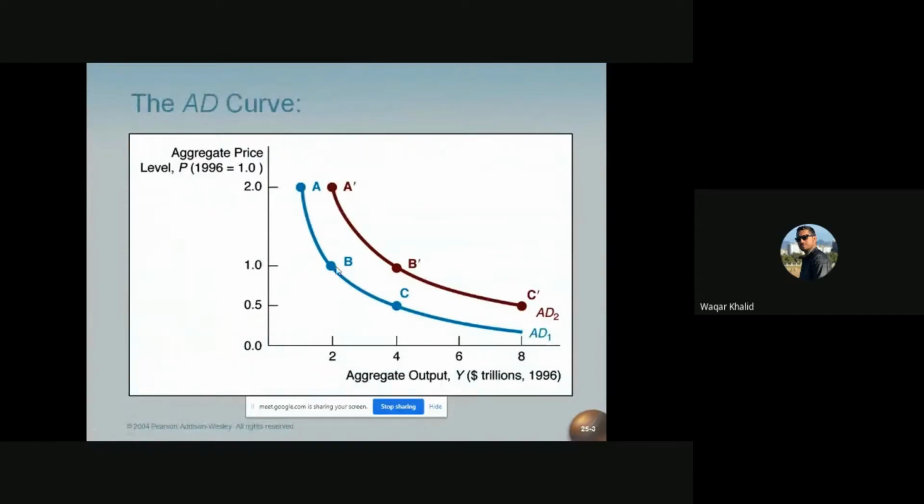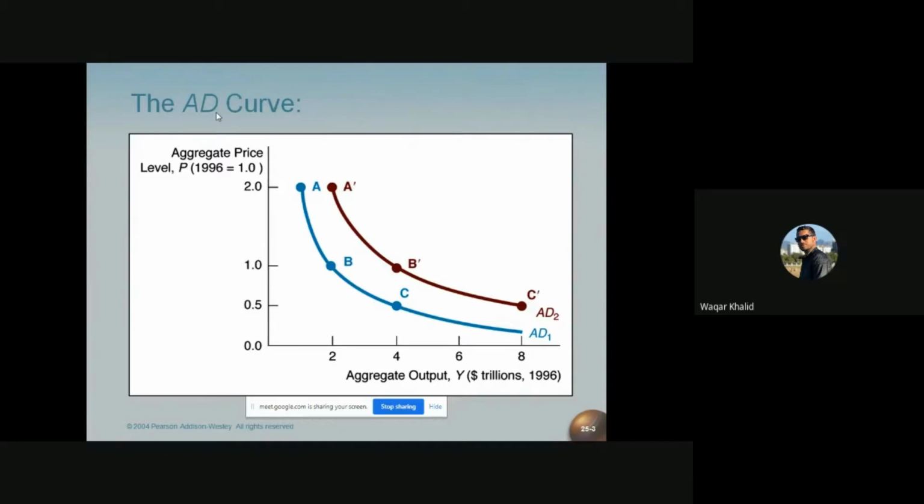Look at this figure. We have the aggregate output which we denote by the symbol Y, and we are measuring the aggregate output in trillions of 1996 dollars. And similarly, on the vertical axis we have the aggregate price level which is denoted by the symbol P, and the price level in 1996 is equal to 1. It means that in this particular year the value of the aggregate price level or price index is 1.